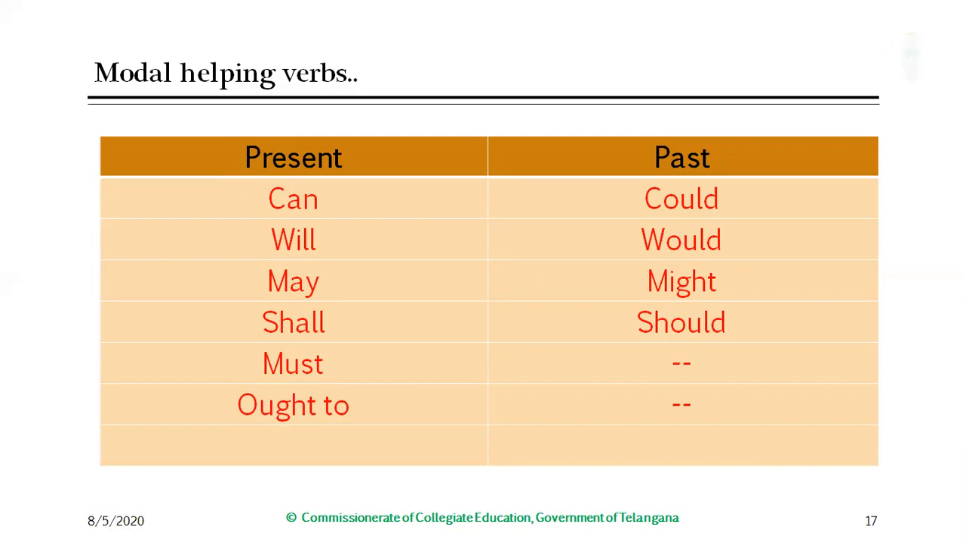You should work hard. You must attend all the classes. You ought to donate to the poor people. Ought to is used to express moral obligation. So here, can, could, will, would, may, might, shall, should, must, ought to. These are modal helping verbs.